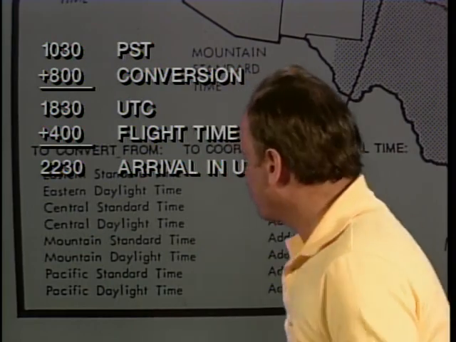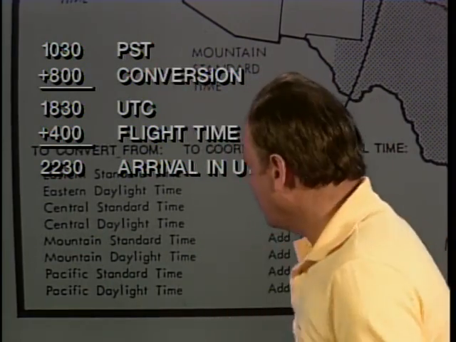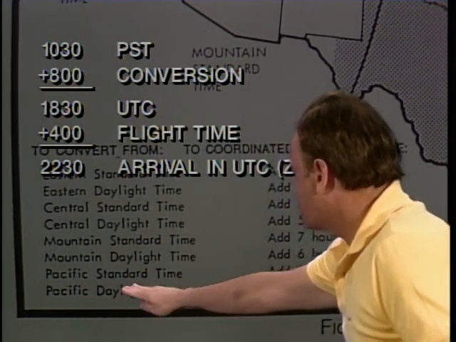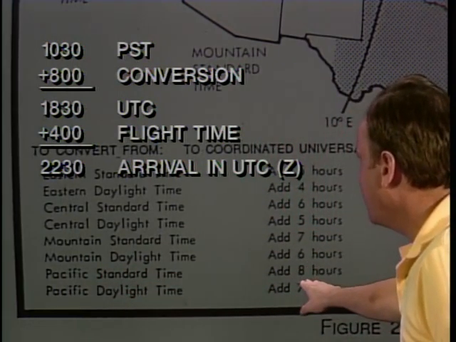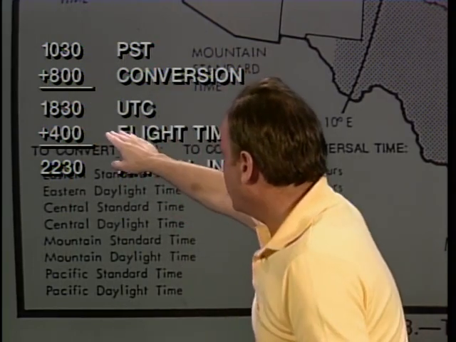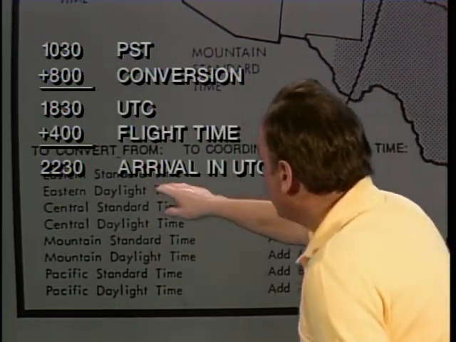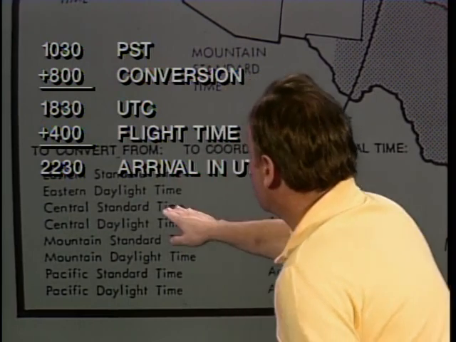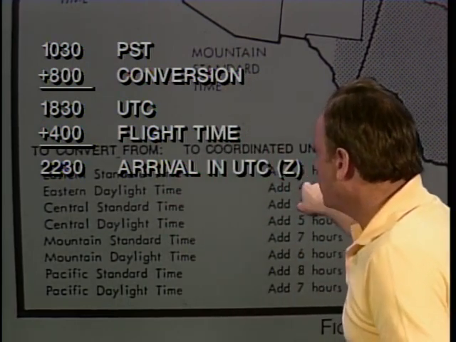So here's the way the problem will work. You depart at 10:30 Pacific Standard Time. They tell you that. You're going to make the conversion. On Pacific Standard Time, the conversion's 8 hours. So you add 8 hours, and you find that in Coordinated Universal Time, you're departing 18:30. That's 18:30 Zulu time, by the way, is the way people say that. You're going to fly for 4 hours, so your arrival time in Zulu time is 22:30. All you have to do is add these things up. So that's all there is to it.